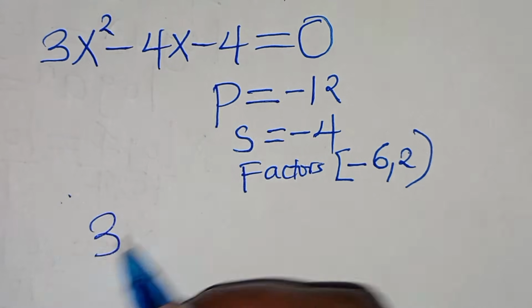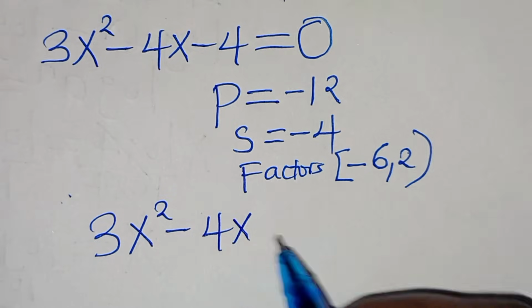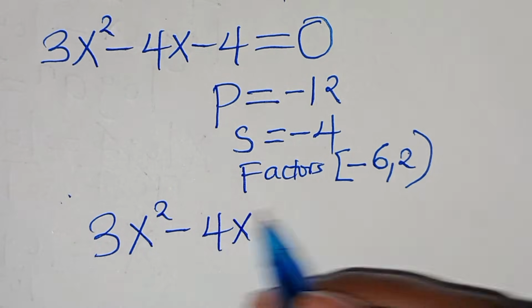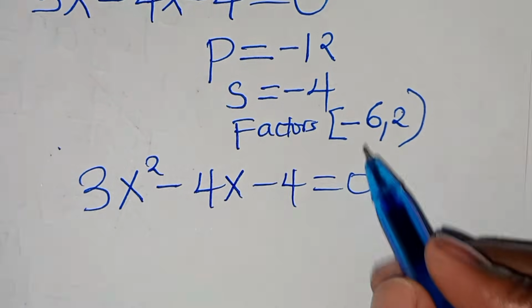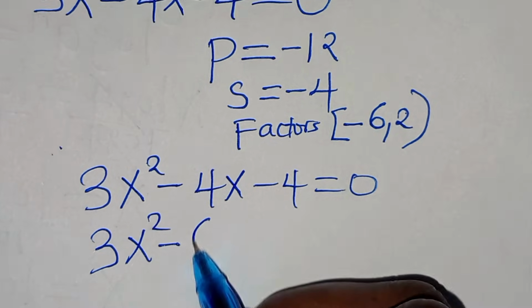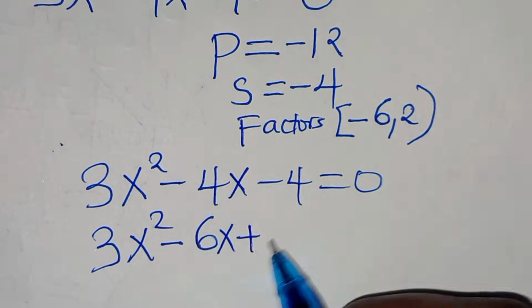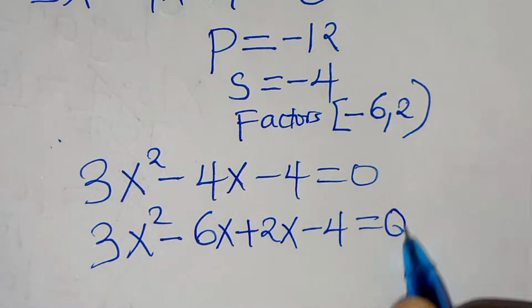So this is 3x squared minus 4x minus 4. This is equal to 0. Substituting this becomes 3x squared minus 6x, then plus 2x minus 4. This is equal to 0.